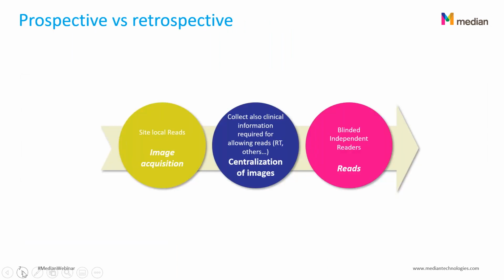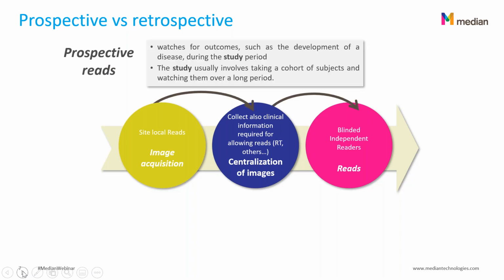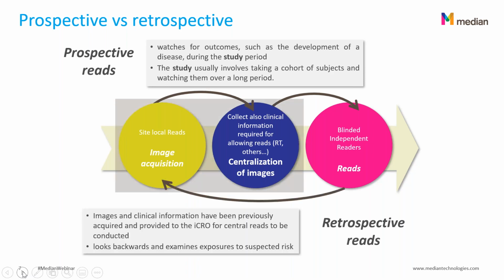Okay, now we're going to be talking about prospective versus retrospective. So for a prospective read, it watches for outcomes such as the development of disease during a study period. This study usually involves taking a cohort of subjects and watching them over a period of time. So you would receive the image acquisitions from the site. You will also collect clinical information, and then it would be sent over to the blinded independent readers for their assessment.